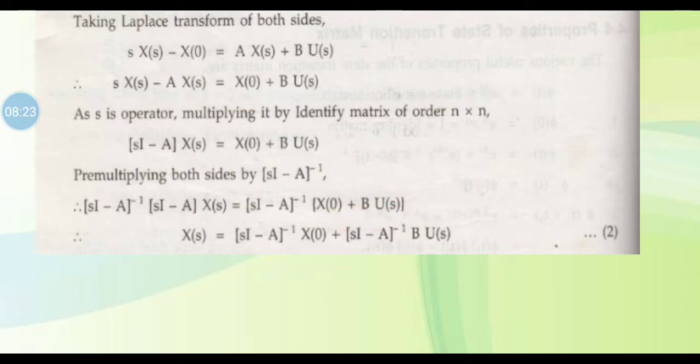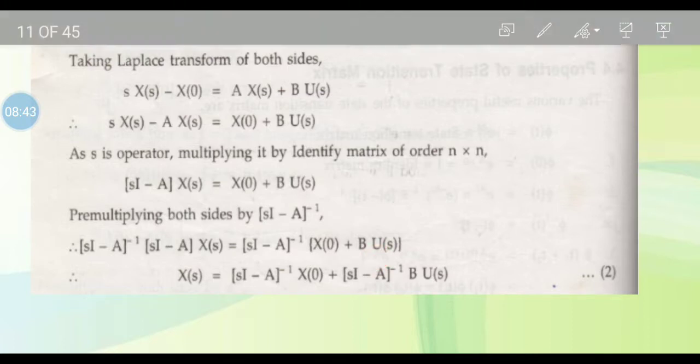So, the first term is known as ZIR, and this second term is known as ZSR. So, we'll compare the zero input response and zero state response, comparing with the zero input response obtained earlier.